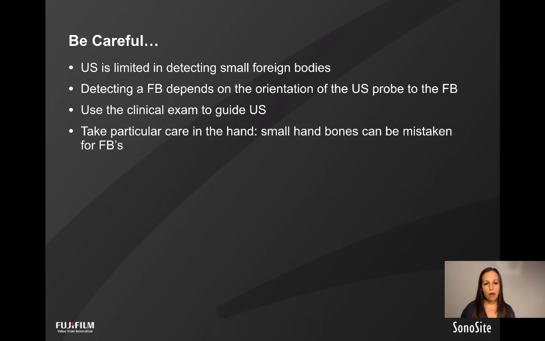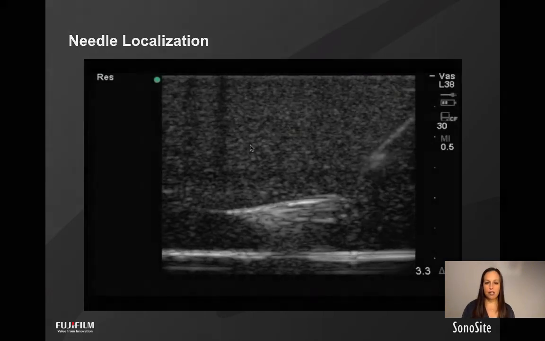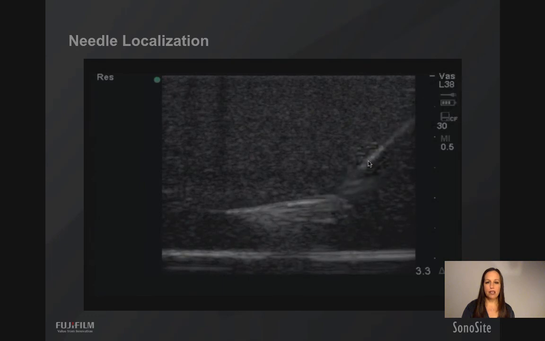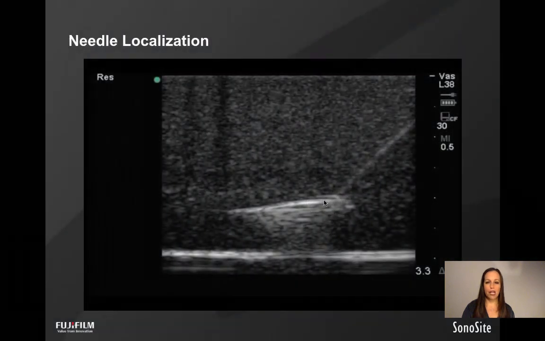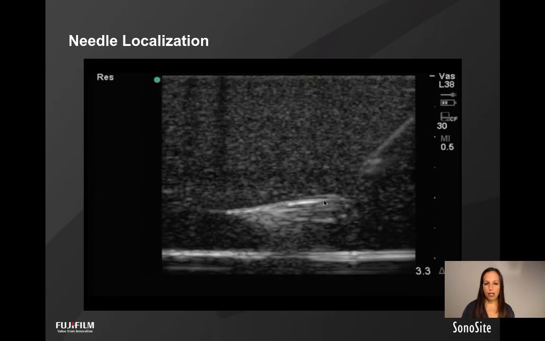One thing to note, if you have a patient with a suspected foreign body in their hand, be very careful because a lot of the small hand bones can be mistaken for foreign bodies. I had mentioned different techniques for removing foreign bodies. This is the example of needle localization. You can see the foreign body here. We extend the needle down to the foreign body. We leave that needle in place and we can incise down to that foreign body itself.